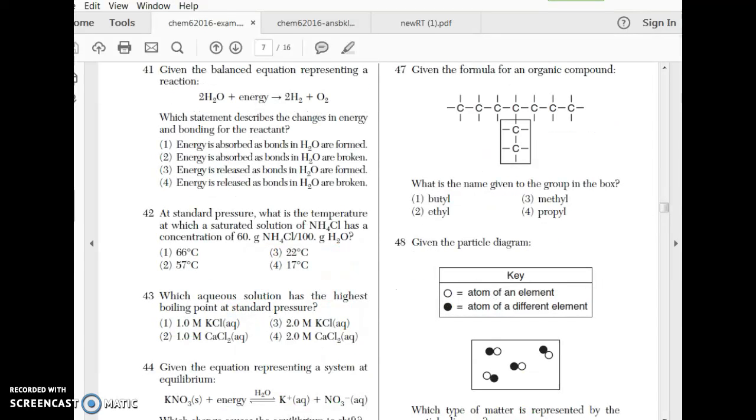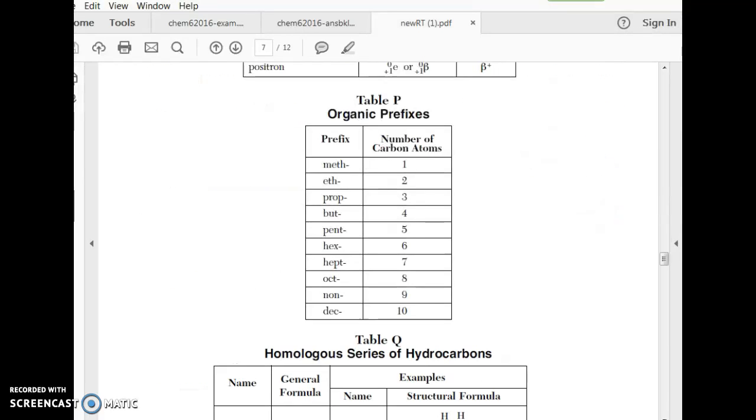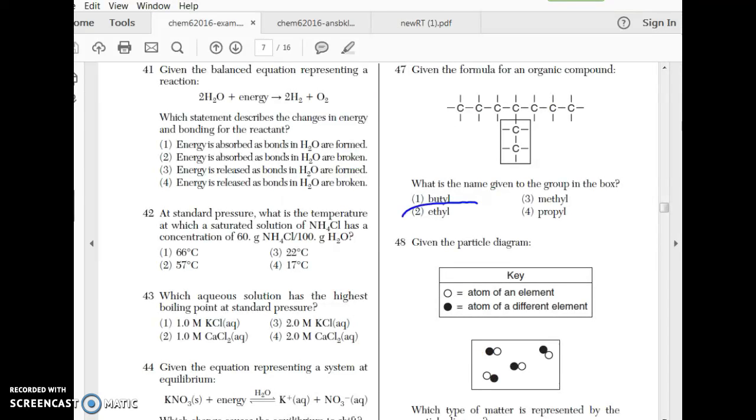Question 47, given the formula for an organic compound, the name given to the group in the box. Well, we have to find what the name is, what the prefix is for 2 carbons, so we have to take a little trip to table P. Let's go. Here we are at table P. F is 2. So with that piece of information, let's go back to the test. Choice 2, ethyl.